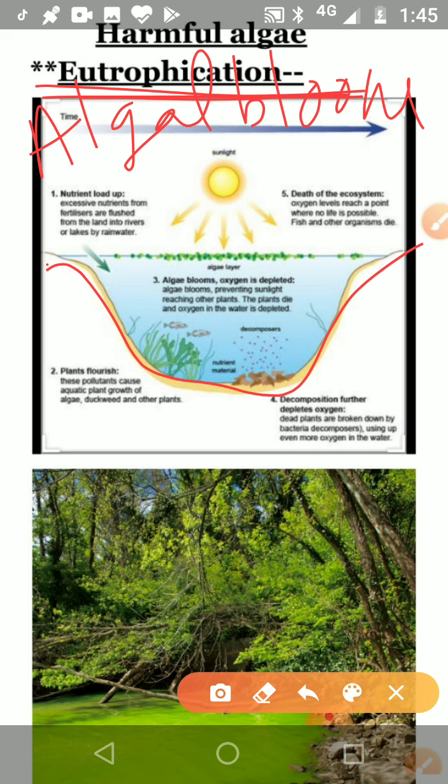Okay, so what happens? We know that farmers use fertilizers. Just listen carefully. The farmers utilize fertilizers in their fields, and they are rich in various kinds of nutrients. If they use excessive nutrients, some of them are flushed away from that field to the river or lake through rainwater.